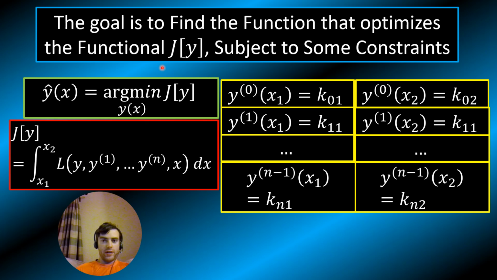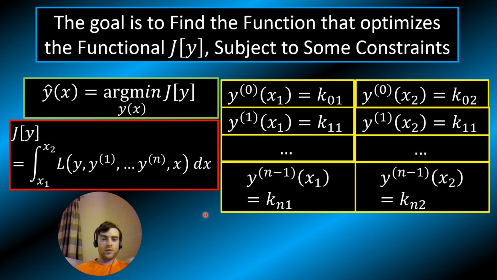Alright, so the goal was to find the function that optimizes the functional J of y, subject to the constraints in yellow. If you haven't seen my previous video on this, it's called Introduction to Calculus of Variations. Maybe I'll change the title, I'm not sure. In that video, I give you the intuition about thinking of the input to functionals as an infinite dimensional vector-like structure that is a function. And the output is just a scalar.